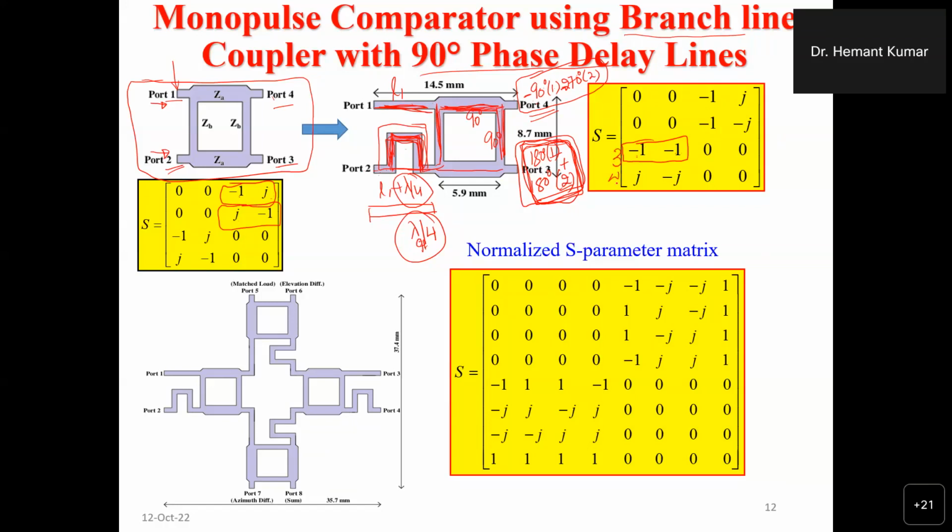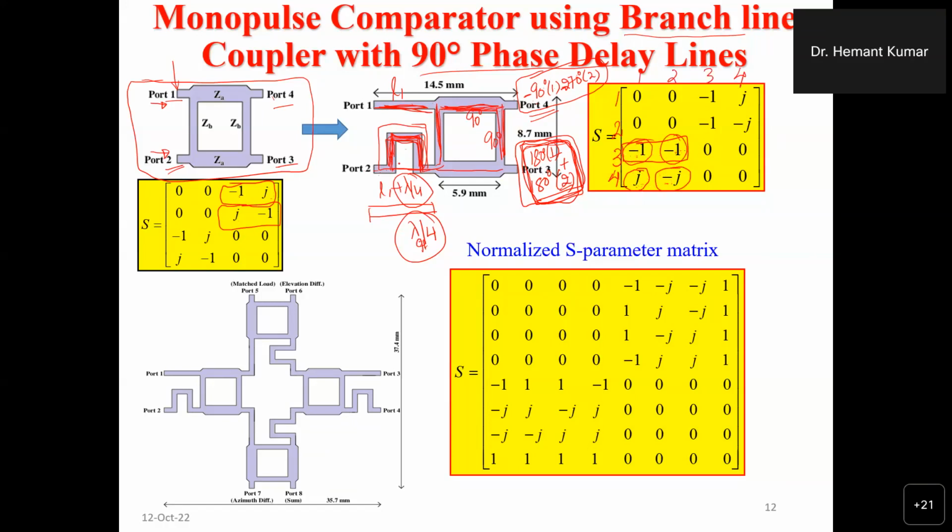This is port 3, this is port 4. So basically this is 1, this is 2, this is 1, 2, 3, 4. So here you are getting -1, both are in the same phase. That means at port 3 you will get the sum. At port 4, if you see J, here the J term is coming, here the minus J term is coming. So there is a difference of 180 degrees. That means you are getting the difference at port 4.